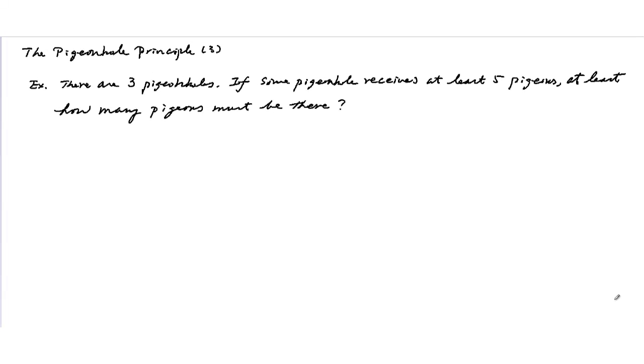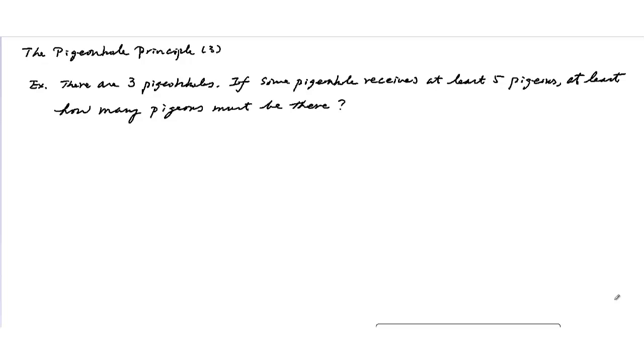The Pigeonhole Principle 3. Let's look at another version of the Pigeonhole Principle. First, let's look at this example. There are 3 pigeonholes. If some pigeonhole receives at least 5 pigeons, then at least how many pigeons must be there? In this one, if we know some pigeonhole has a number of pigeons, then how many total pigeons must be there? It's different from the previous version.